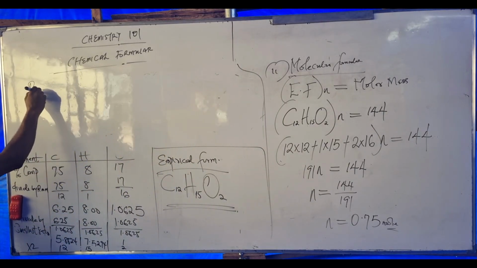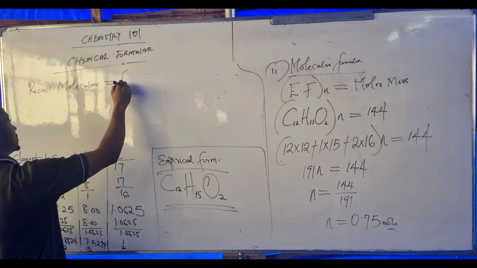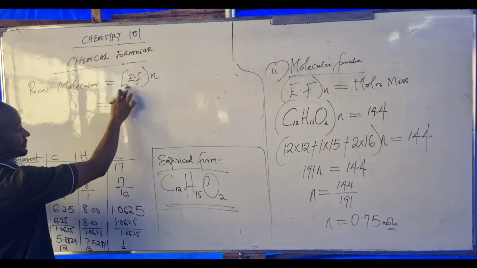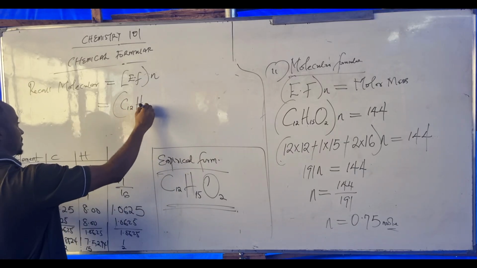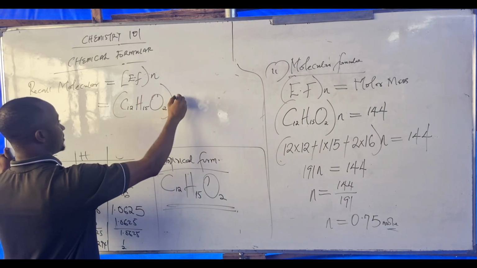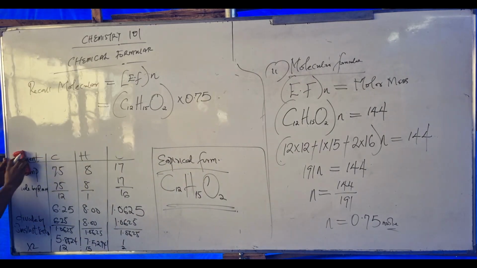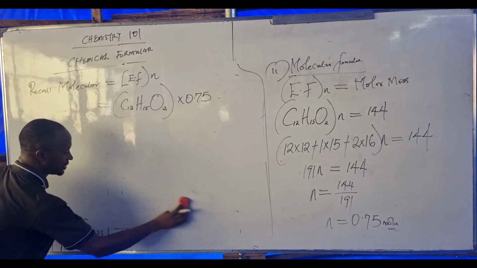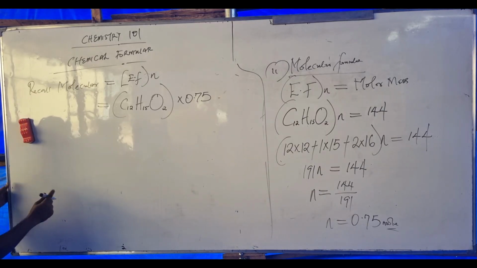We recall that molecular formula is simply EF times n. Is that not? What was that EF? What do you have? C12 H15 O2. What was that n? Times 0.75. Okay, let me just continue. I think I can do something there. Let me check something.